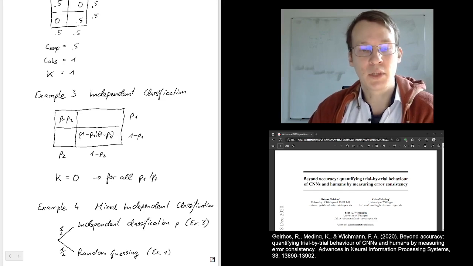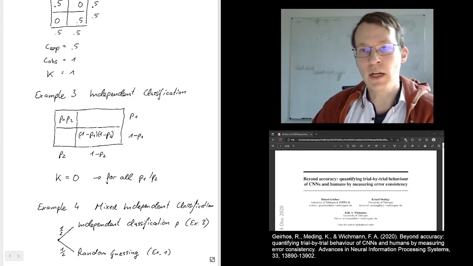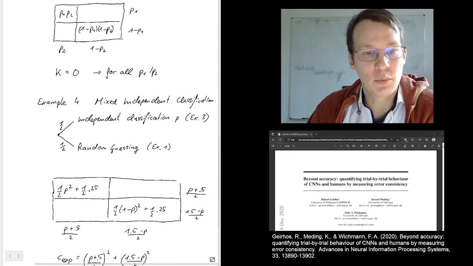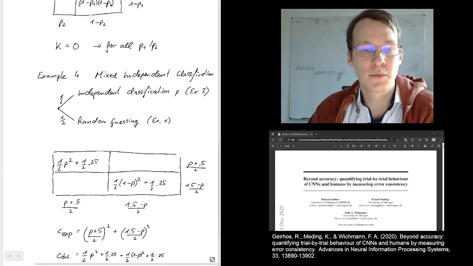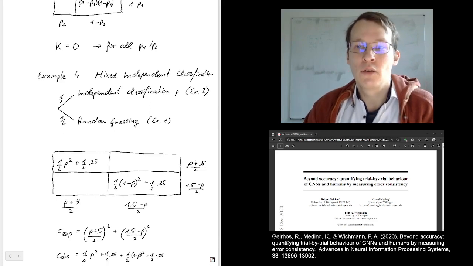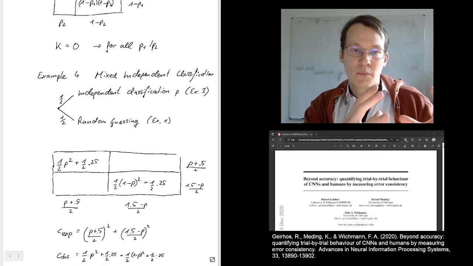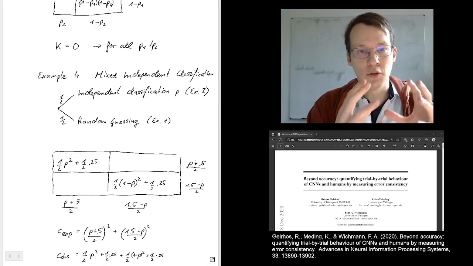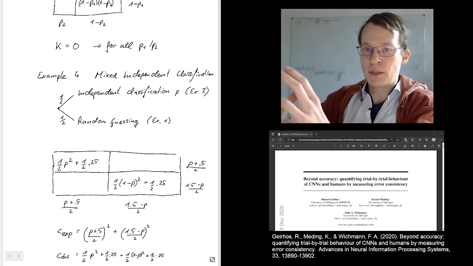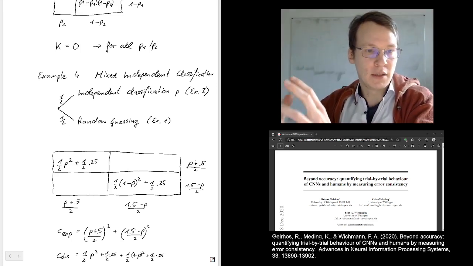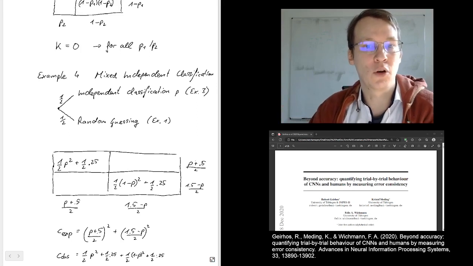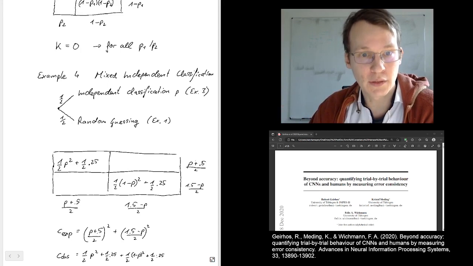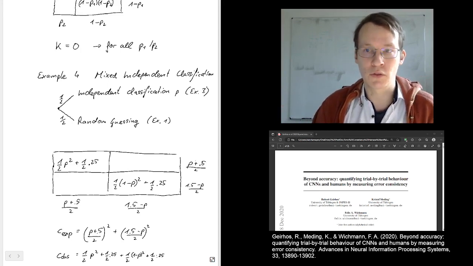But now let's come to a situation where Cohen's kappa and accuracy are actually dependent and growing together with each other. And I call this example the mixed independent classifications. And the idea here is that we have some instances where the classifiers, both of them, classify independently with an accuracy of P, and some instances where they both independently randomly guess. So this is a combination of the third example and the first example. In the third and in the first, we both saw that Cohen's kappa was 0.